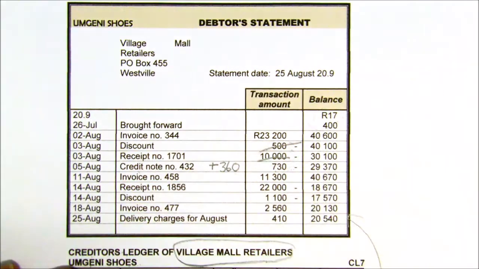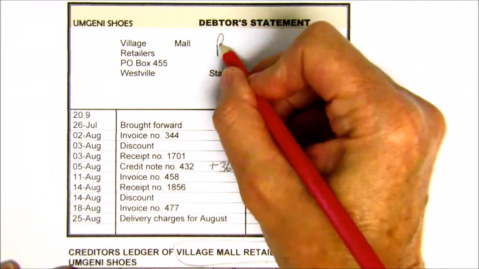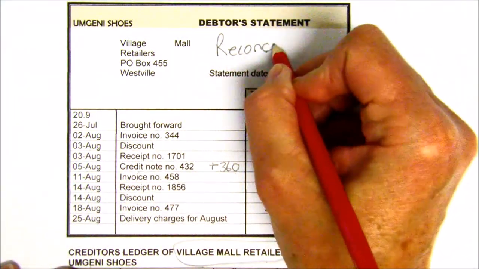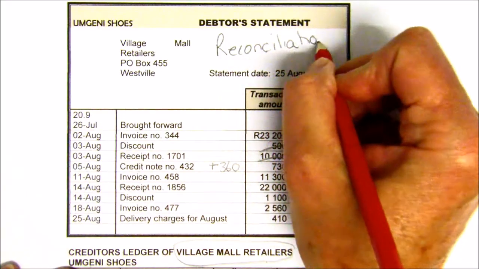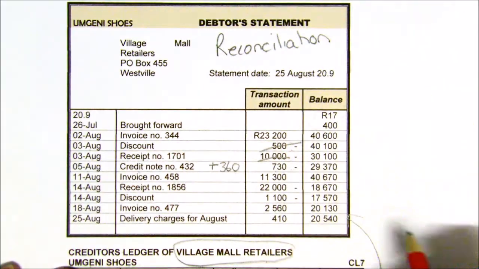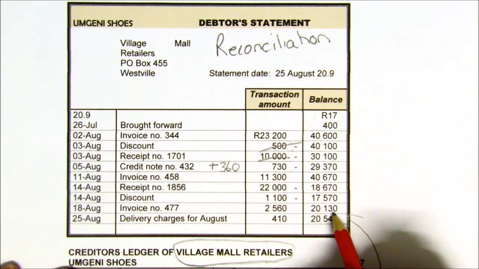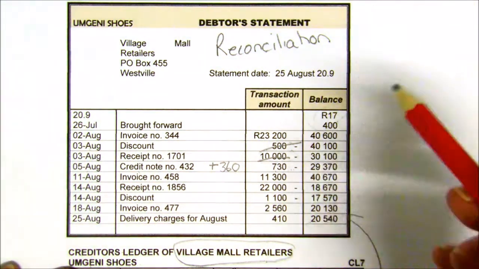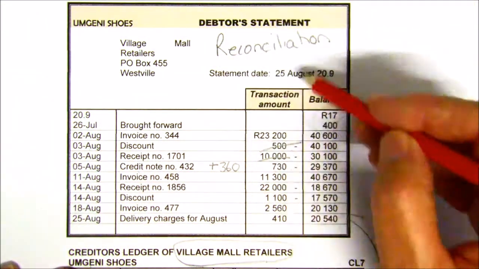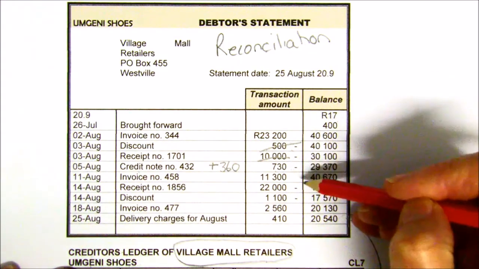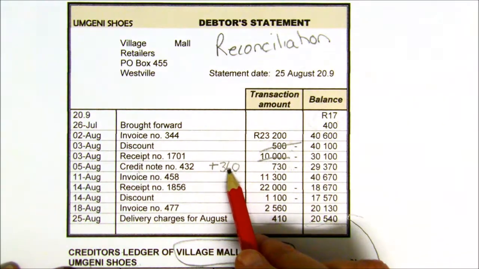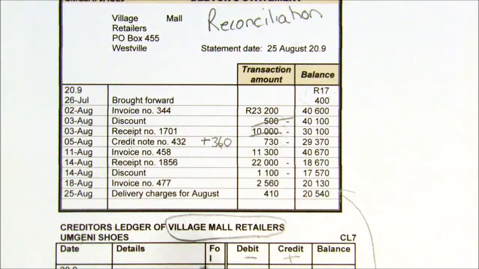So just like we did when we did bank recon, we are going to draw up a reconciliation statement of this. In other words, we're going to say, yes, they say I owe 20,540, but we need to reconcile. We need to be able to account for why this is different. So we would have to add on 360 there.